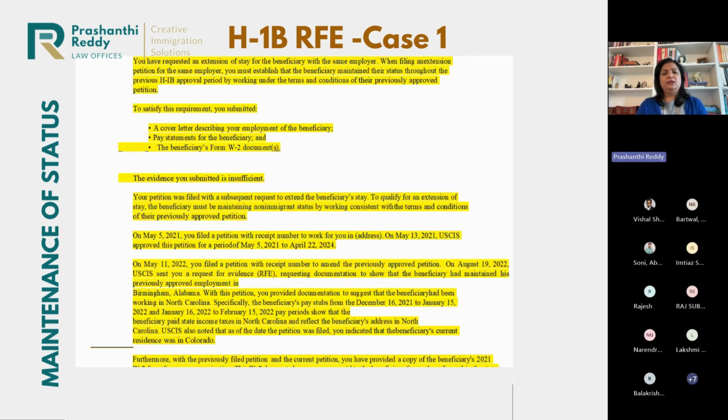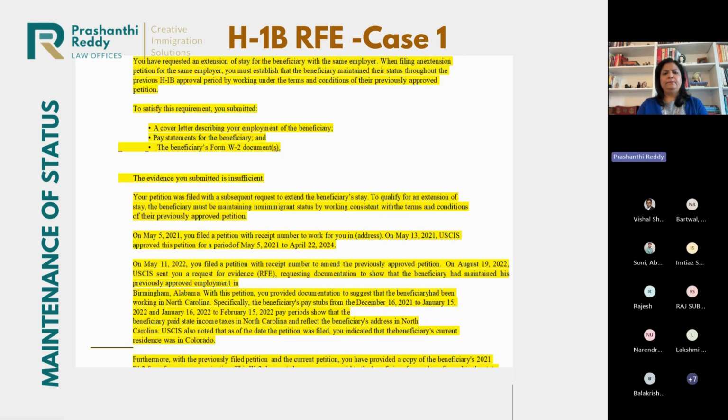So in this particular case, just to give you some background, the petition was filed for this beneficiary in 2021. And when this petition was filed, the USCIS noticed that the LCA location was Alabama, but the pay stubs and the work location seemed to be North Carolina because all the taxes were being filed from North Carolina. In the pay stubs, his address was given as North Carolina in the I-129 petition.